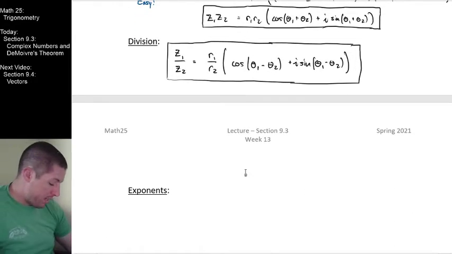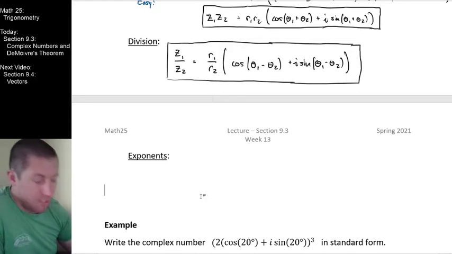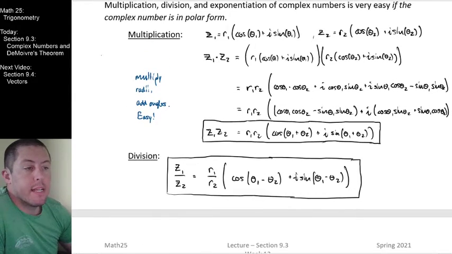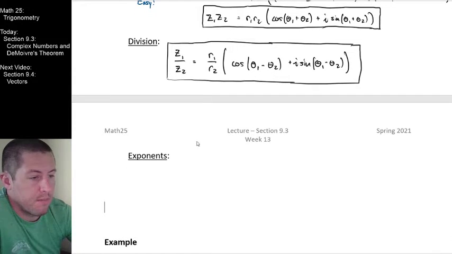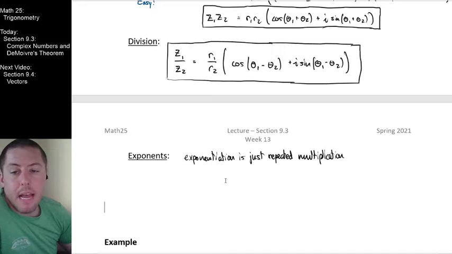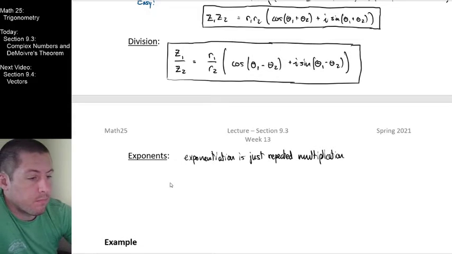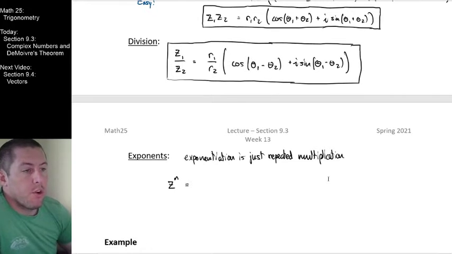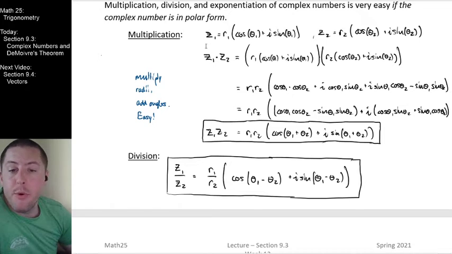Now, the even better one here, the one that is actually restrictive for us, is doing exponentiation. But what we know is that exponentiation is just repeated multiplication. So what that means to me is that if I were to do z to some power, like z to the n power, then what's that going to do? Well, all I got to do is look up at my multiplication rule. That would be like doing z times z.